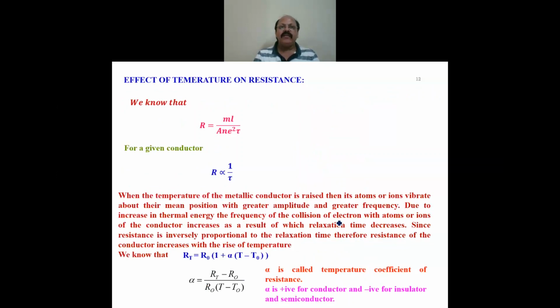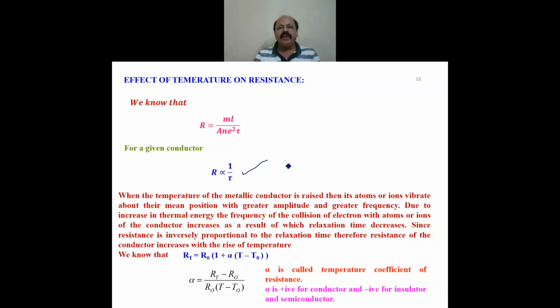Now you understand the effect of temperature on resistance. Why are we saying in Ohm's law that temperature should be constant? What effect takes place if we raise the temperature of a conductor? That you understand like this. We know that R equal to mL upon A n e squared tau. For a given conductor, m is constant, L is constant, A is constant, n is constant, e squared is constant, only the variable is relaxation time. So for a given conductor, R is inversely proportional to tau.